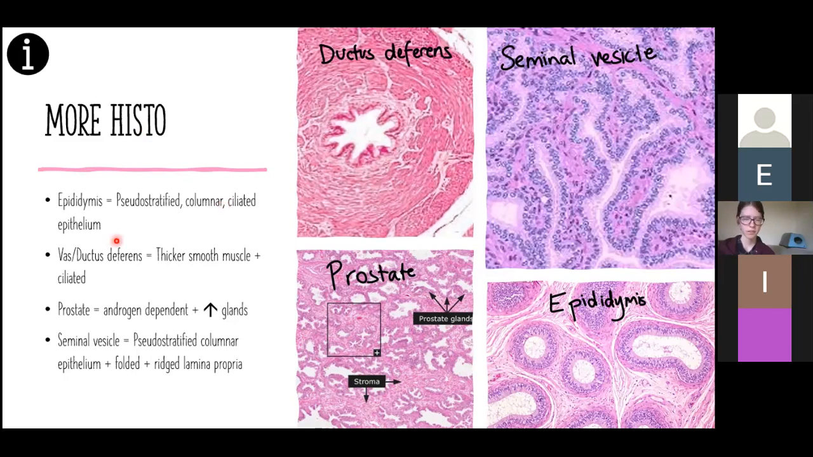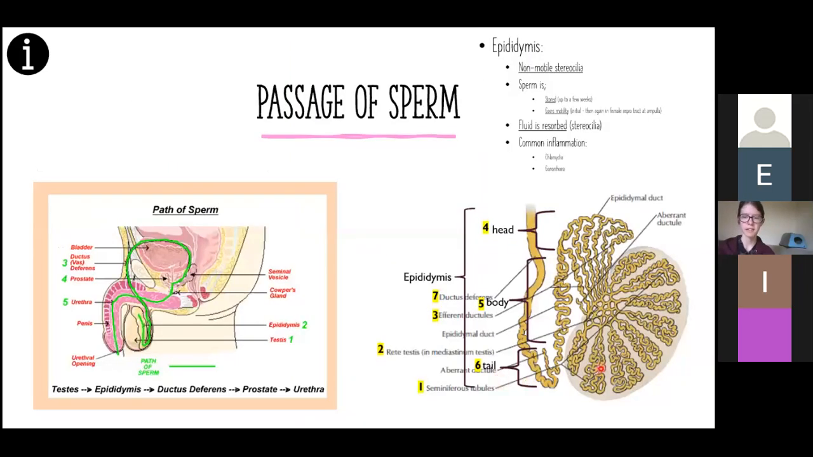Passage of sperm, you guys should know this one by now, and the tubes that it connects through, but it's there for your reference. Oh, and also know what the epididymis does. So there's 3 functions of the epididymis. It stores sperm. Sperm gains its first level of motility here, and fluid is also reabsorbed. So that's why you've got the stereocilia there. And that's a common site of infection if a male gets an STI or something.